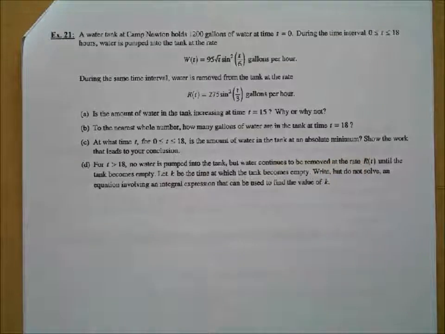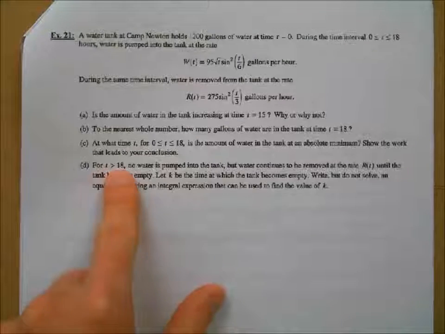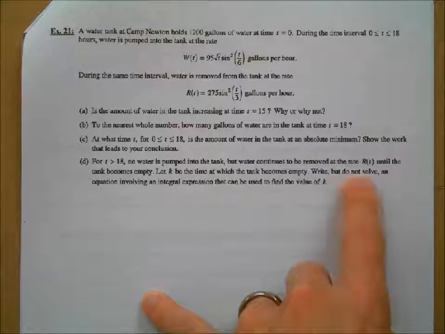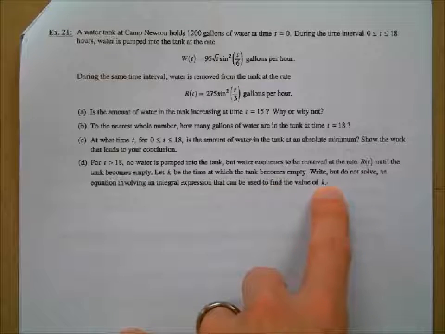And then finally, for letter D, for t greater than 18, no water is pumped to the tank. But the water continues to be removed at the rate r of t until the tank becomes empty. Let k be the time at which the tank becomes empty. Write, but do not solve, an equation involving an integral expression that can be used to find the value of k.